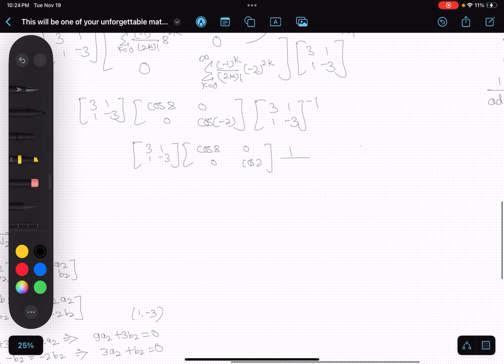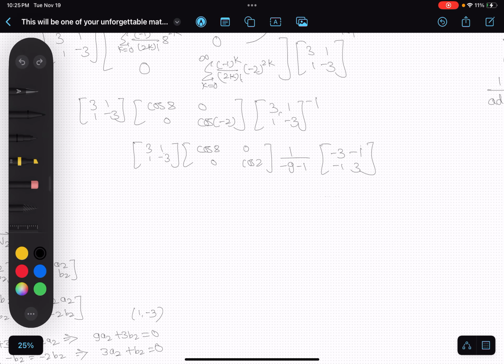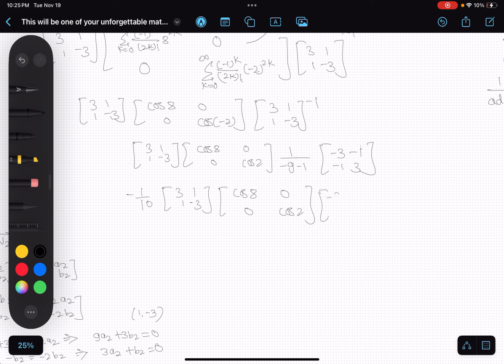This will just be 1 by minus 9 minus 1, and then minus 3 3 minus 1 minus 1, right? These two interchange and these two are negative. Okay, so now I can take the constant in front, so minus 1 by 10. And now guys, I cannot just swap the matrix order, right? Because this is not commutative, always remember that. So cos 2, now this is negative 3 negative 1 negative 1 3, right?